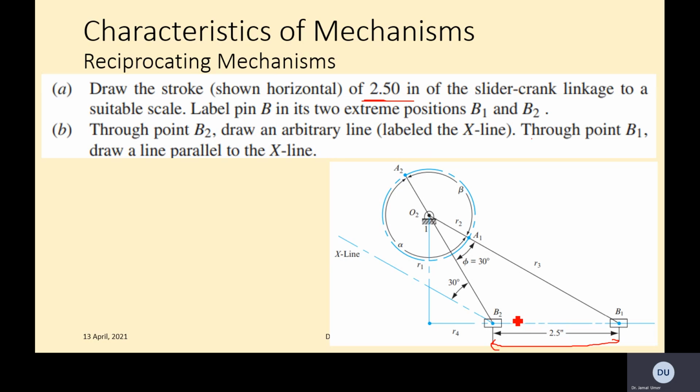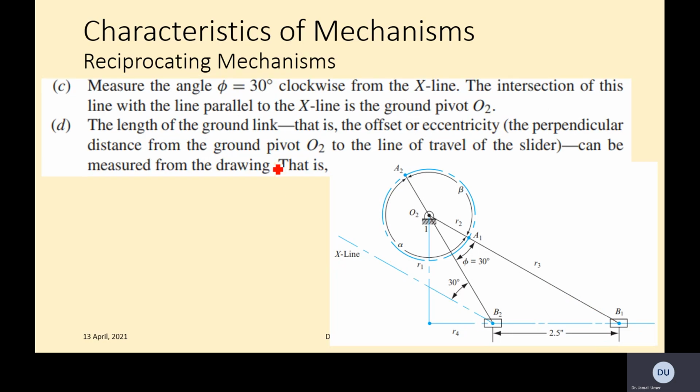Now, in the next step, through point B2, draw an arbitrary line labeled X line. So this is the arbitrary line, X line. You just draw this one. Through point B1, draw a line parallel to X line as well. So first you draw from here. This is the X line, which is an arbitrary line, and through point B1, draw a line parallel to the X line. So you draw another line which is also parallel to X line. This line is parallel to this line, basically.